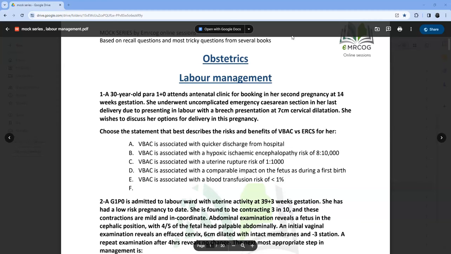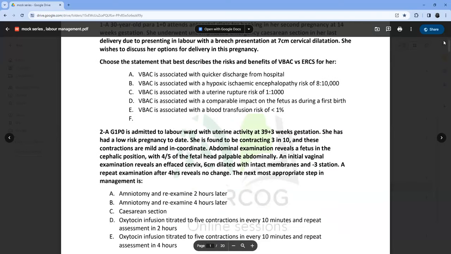Okay, my friends, I can see that you all agreed on one answer, which is B, that VBAC is associated with hypoxic ischemic encephalopathy risk of 8 in 10,000. Is that correct? Would that be correct information to give to the patient? Yes, okay, good. So let's see question number two. Usually with questions based on numbers, we don't negotiate so much.